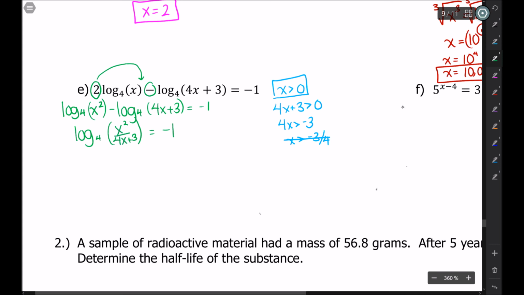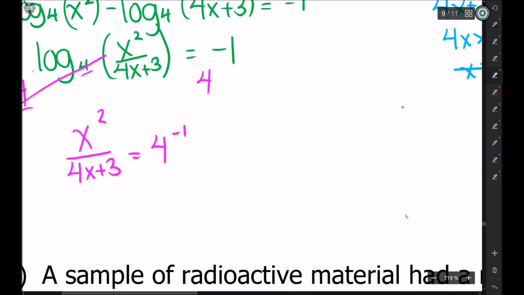So now, in order to solve this, I'm going to raise both of these sides with a base of 4. So 4 to the power of log base 4 of x squared over 4x plus 3. And I chose 4 because the base is 4 in both of these. And I know that 4 to the power of log base 4 of anything will cancel all of this stuff out. And I end up just getting x squared over 4x plus 3 is equal to 4 to the power of -1. Well, I know 4 to the power of -1 is 1 over 4. So I can say x squared over 4x plus 3 is equal to 1 over 4.